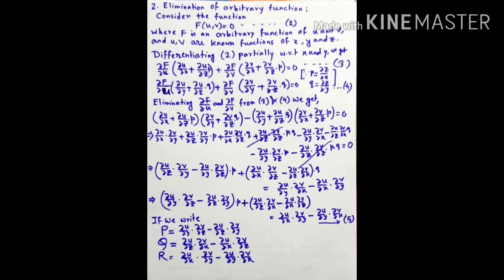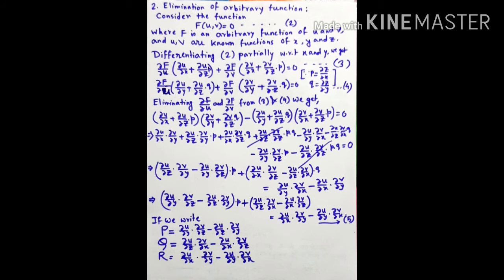Now we eliminate ∂F/∂u and ∂F/∂v from the equations. We write these equations as 3 and 4. From equations 3 and 4, we obtain (∂u/∂x + ∂u/∂z · p)(∂v/∂y + ∂v/∂z · q) − (∂u/∂y + ∂u/∂z · q)(∂v/∂x + ∂v/∂z · p) = 0.